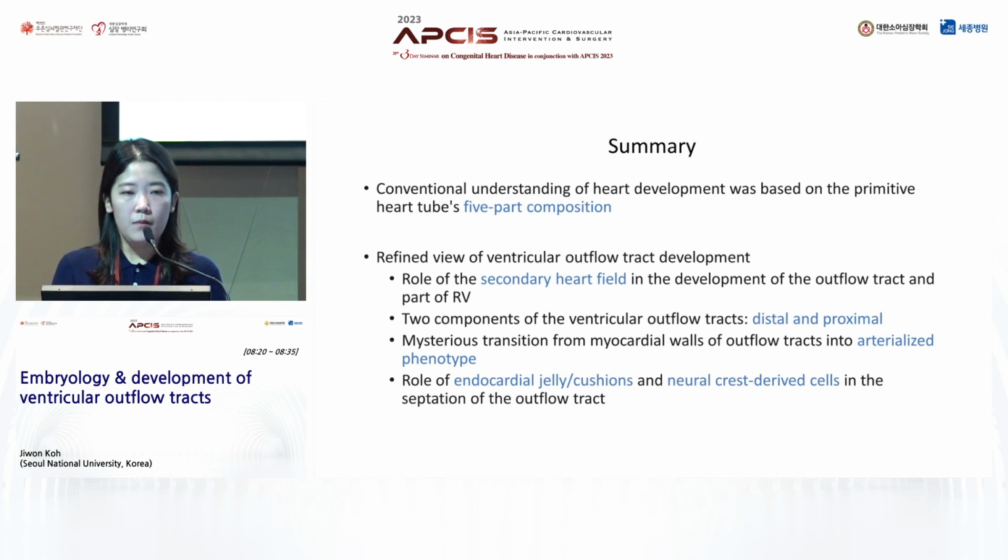And apart from the theoretical concept of the AP septum, it is suggested that endocardial jelly or cushions and some of the neural crest-derived cells actually make the cushion at the lateral wall of the developing outflow tract, and it is the structure which enables the spiral growth of the AP septum.